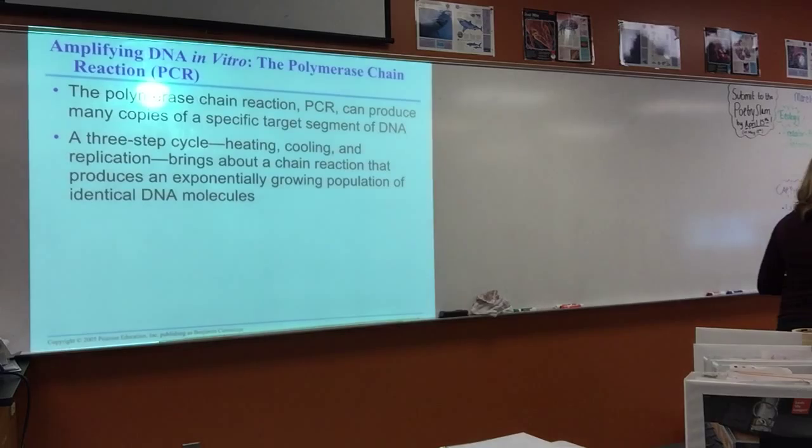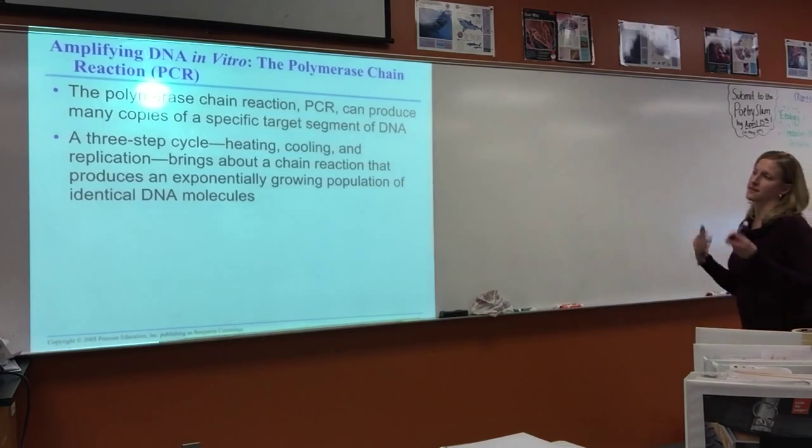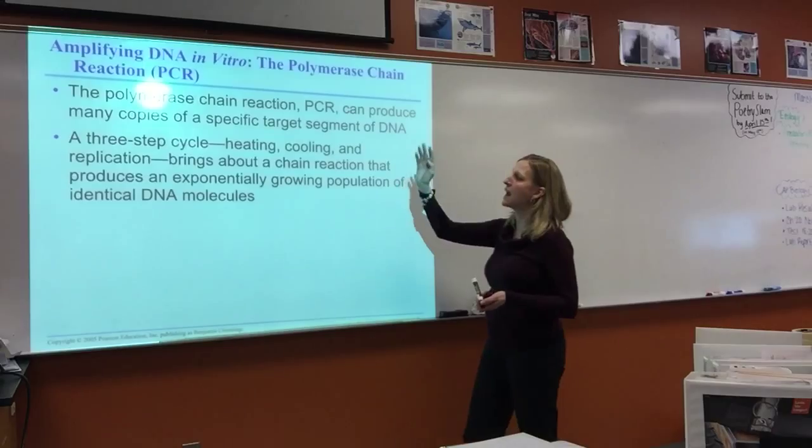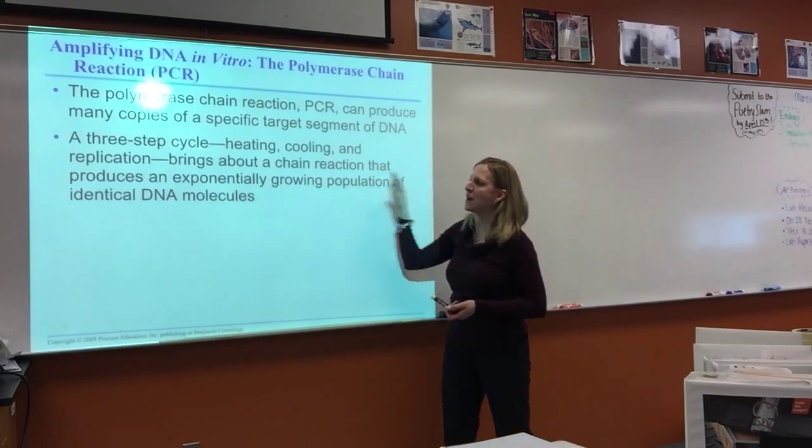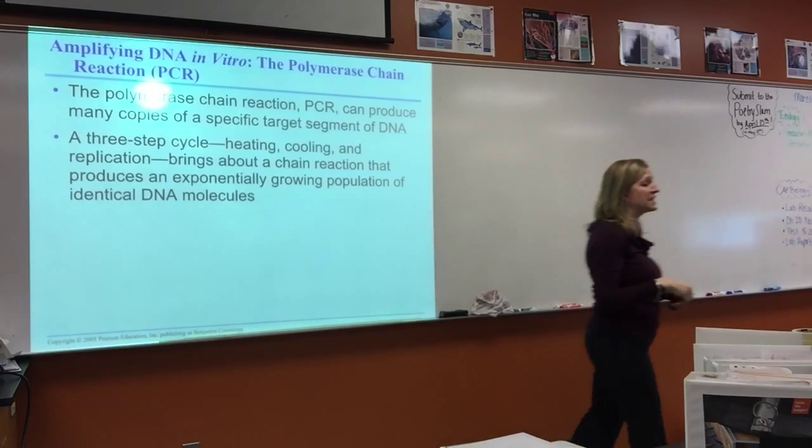It's polymerase chain reaction, they call it. It can produce many copies of a specific target segment of DNA. So there's a machine that does this. It's a 3-step cycle where it heats the DNA, cools it, and replicates it. And so what happens is you get this chain reaction that produces a ton of DNA.